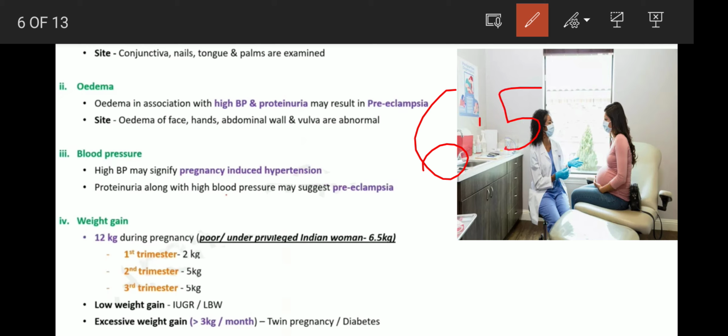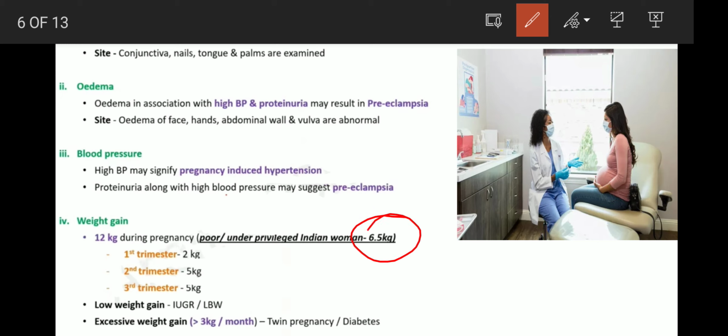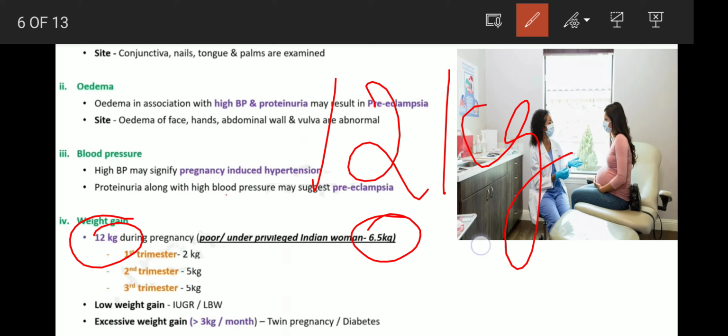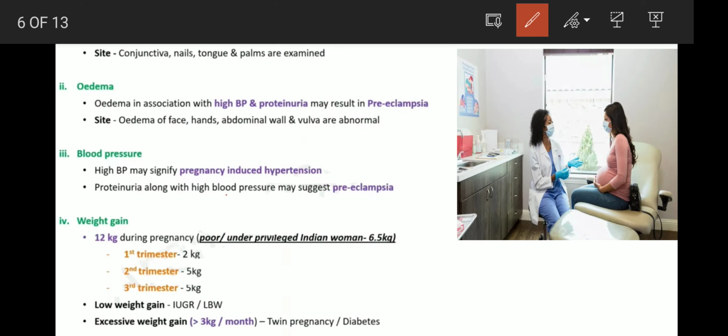So 6.5 kg is the gain in underprivileged Indian women, who belong to the lower social status, who cannot afford good food and nutrition. The ideal gain has to be 12 kgs, but the mother is only gaining 6.5 kgs if she is from an underprivileged or poor background. Now let us see the 12 kgs.